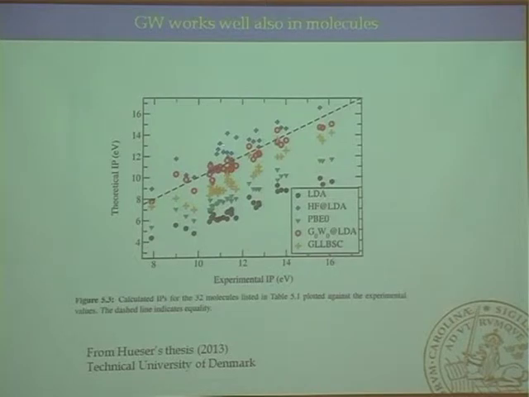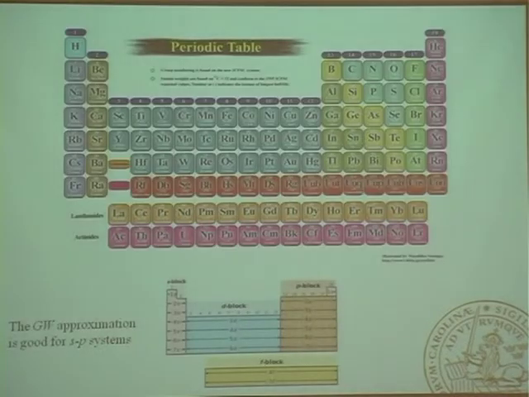So the blue ones are the Hartree-Fock. As you might expect, there is no screening in Hartree-Fock, so the ionization potential is too big. And when you include the effects of screening, you get a reduction in the ionization potential. So I just want to illustrate the quality of the GW approximation.